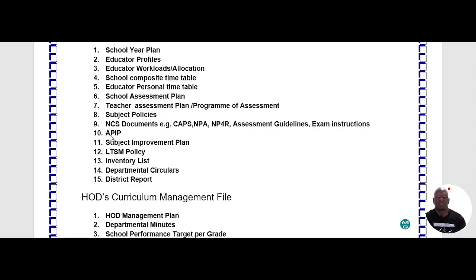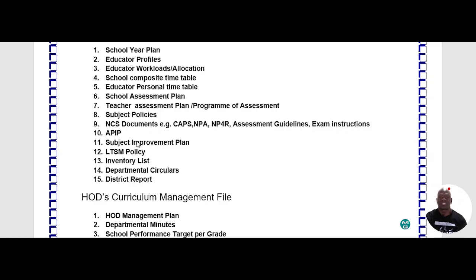Right, moving right along, the next one is number 11, which is the subject improvement plan. The subject improvement plan, as it indicates, is a plan containing different intervention strategies that teachers put together to improve the performance of learners based on the formal assessment tasks that have been administered.